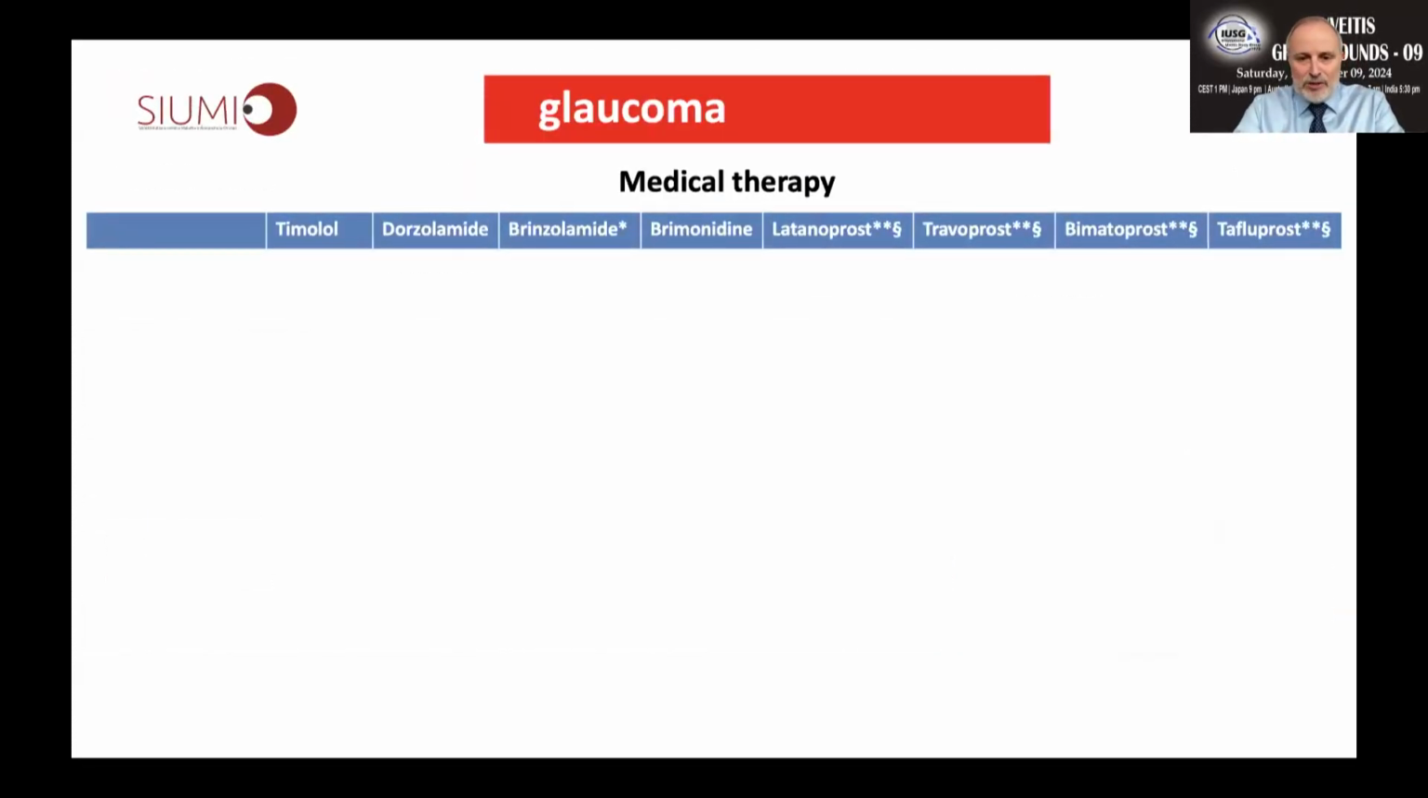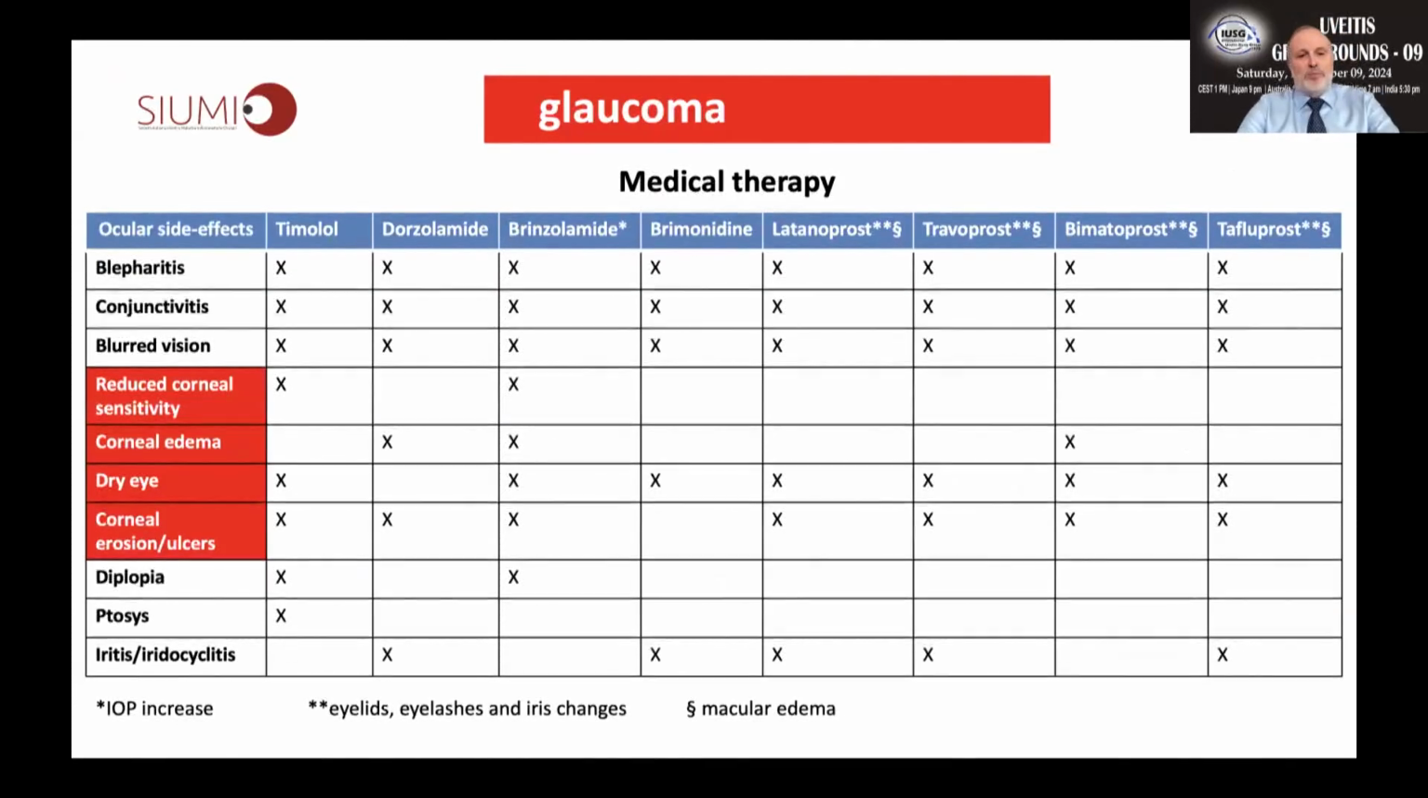So what about the medical therapy? This was another question that I have already replied to. You can use all the drugs you have at your disposition, avoiding pilocarpine because it can increase the inflammation in your eyes. But you should be aware that all of these drugs can have local side effects. The ones highlighted in red are those that can be a confusing factor if you are treating a patient with herpetic uveitis, because some of them can induce reduced corneal sensitivity, corneal edema, dry eye that may complicate our cases, and even corneal erosions and ulcers.